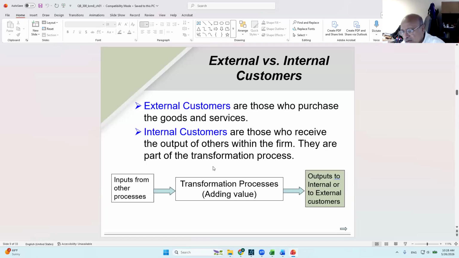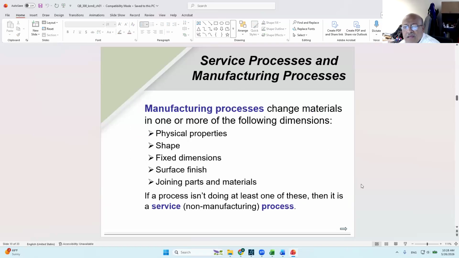Similarly, for the external customer, they will be doing similar kinds of accounting calculations. Next, we come to what is a manufacturing process and what is a service process.